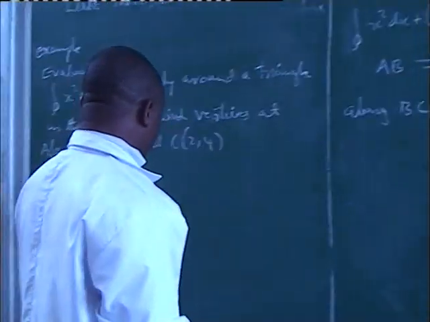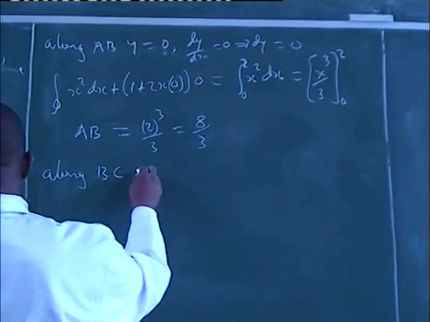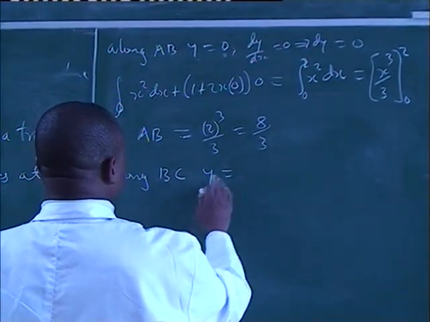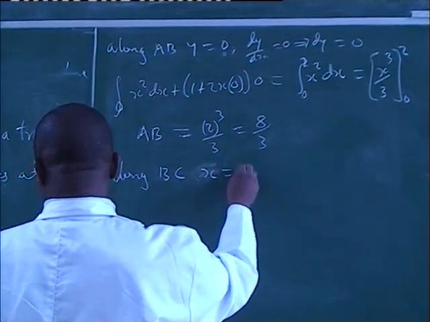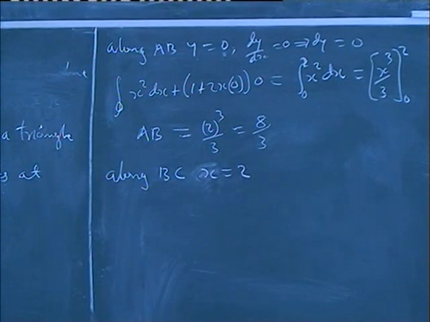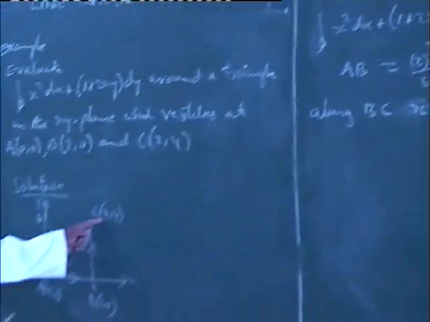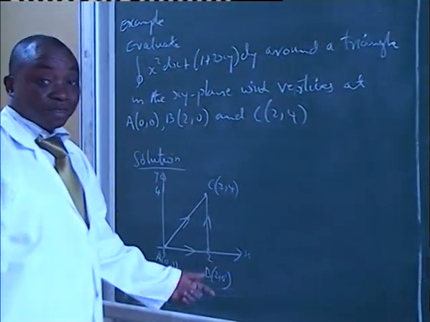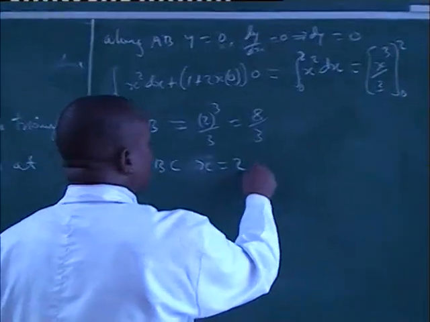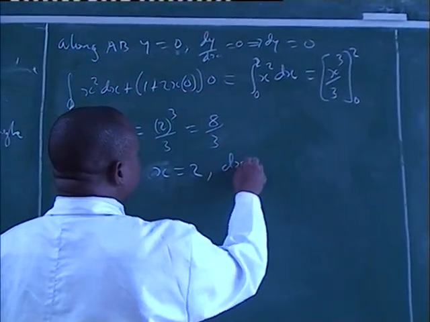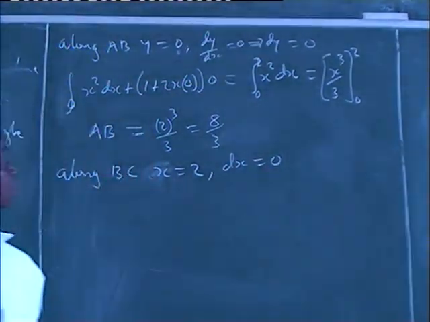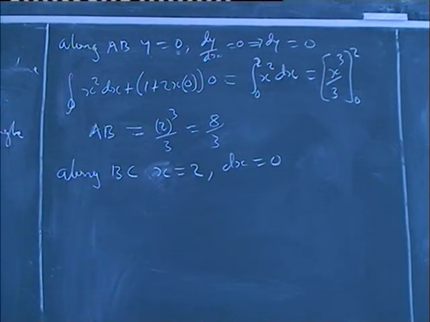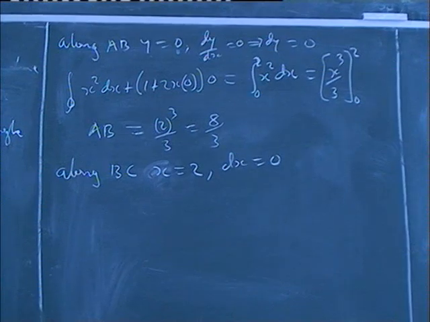So along BC, what happened there? We have that x is equal to 2. If you take the equation of the line of these 2 points, you have that x is equal to 2. Now, if x is equal to 2, it means that dx will be equal to 0. That's what it means.